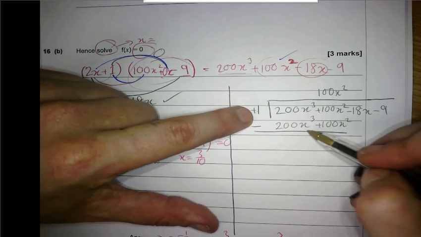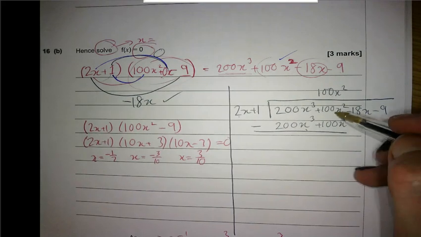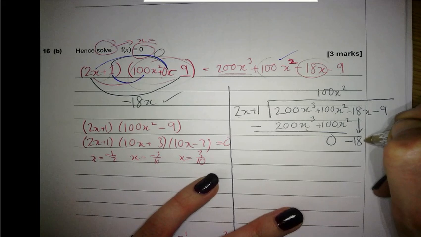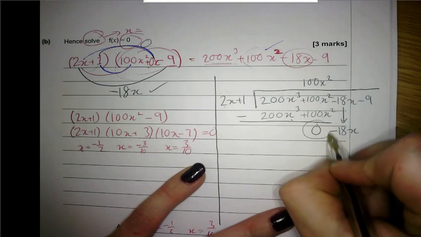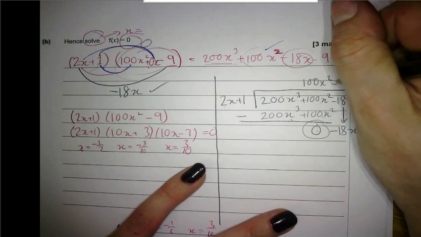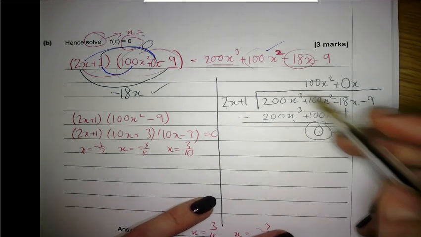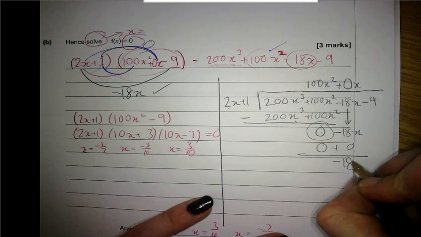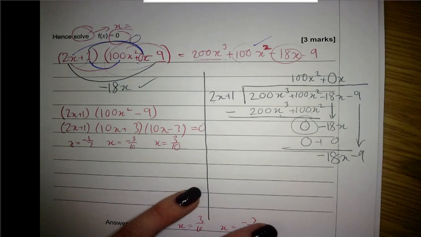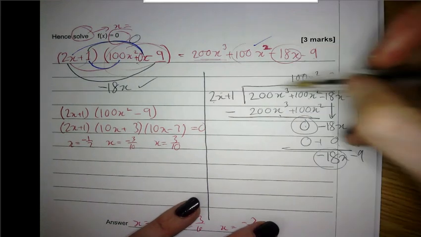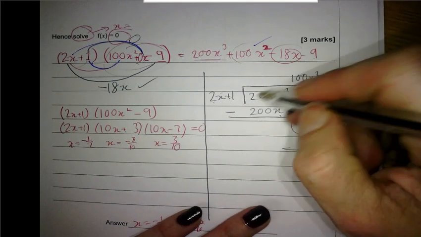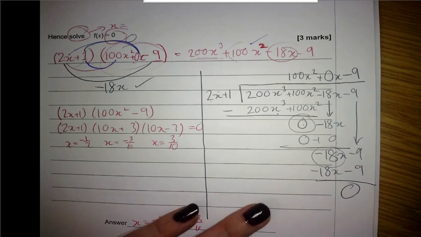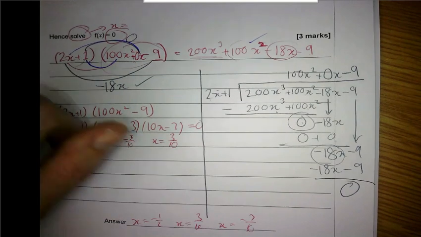Subtract: 200x cubed take away 200x cubed is 0. 100x squared take away 100x squared is also 0. Drop my minus 18x. Ready to repeat the cycle. 0 divided by 2x is 0, so I've got 0 lots of x. Times, I'm going to get 0 plus 0. Subtract. Negative 18x subtract 0 is negative 18x. Drop my minus 9. Negative 18x divided by 2x is negative 9. So I'll get minus 18x, take away 9. Nice, I get a remainder of 0. Just confirms that 2x plus 1 is a factor.